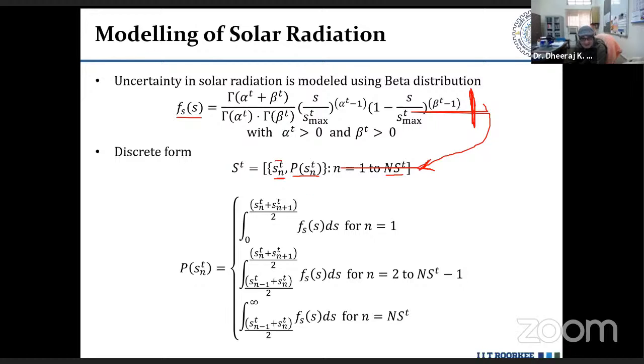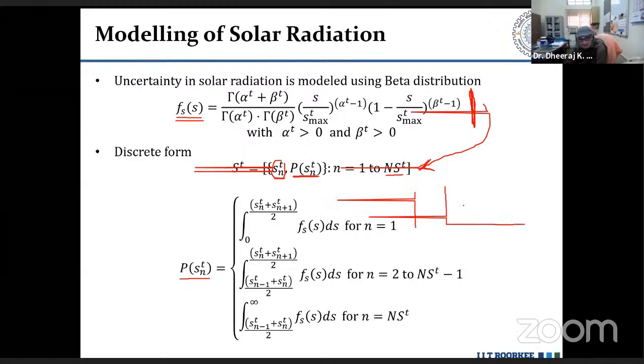So this is the value of solar radiation, and how we computed the corresponding probability. For that purpose we used the integration of this beta distribution function for these different ranges as per the value of n. For example, this is the continuous probability distribution, and these are the random samples. We have discrete points we are considering.